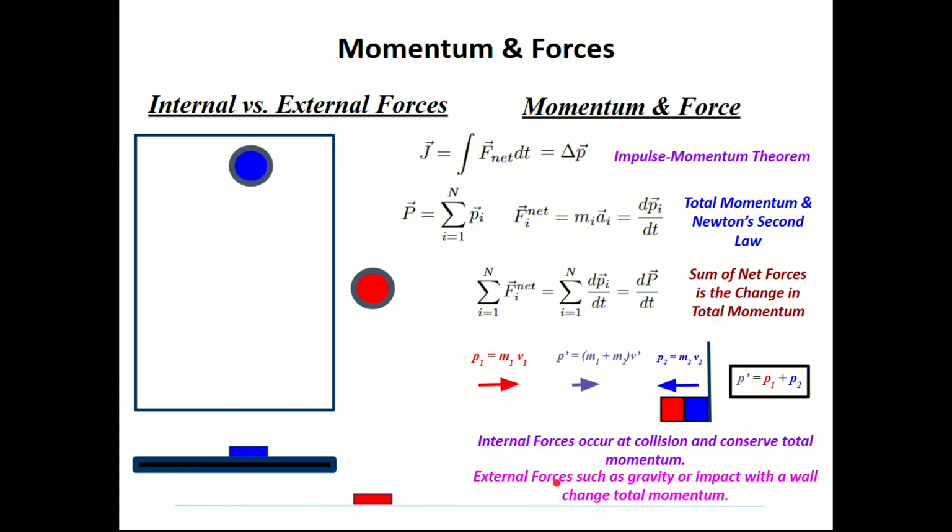And then external forces, such as gravity, like what you saw with this red puck falling off the table, resulting in the puck falling onto the ground, or maybe impact with a wall, like you saw here with these two carts colliding with this wall, eventually just changes the total momentum.